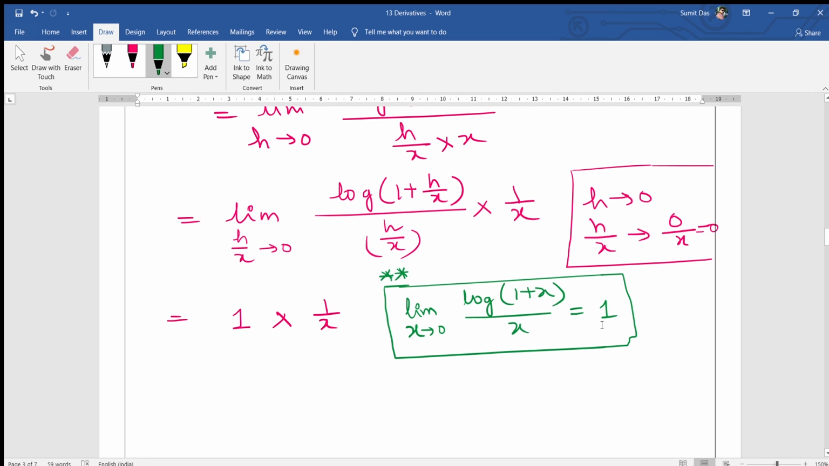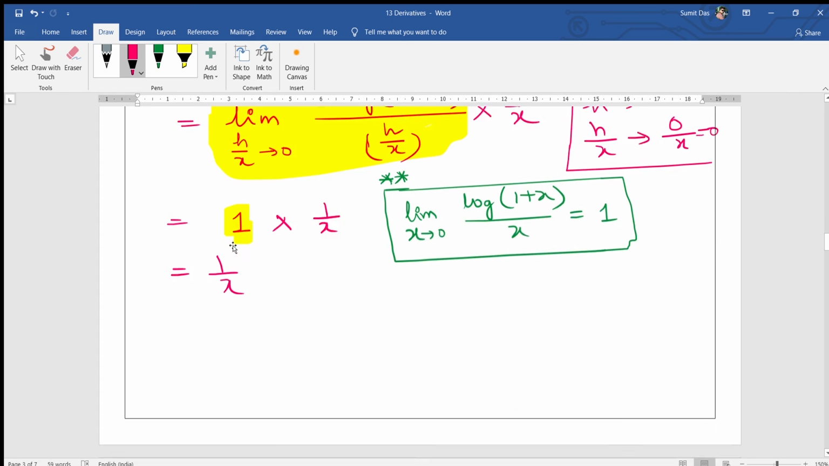Okay, and another one is there, that is the exponential. I will show you when I do the exponential. So you can see limit h by x tends to 0. Here consider h by x equal to x. Look, log 1 plus h by x, and the denominator is also divided by h by x. So this full value we got equal to 1 as per the formula. So ultimately what will be the answer? The answer will be 1 by x.